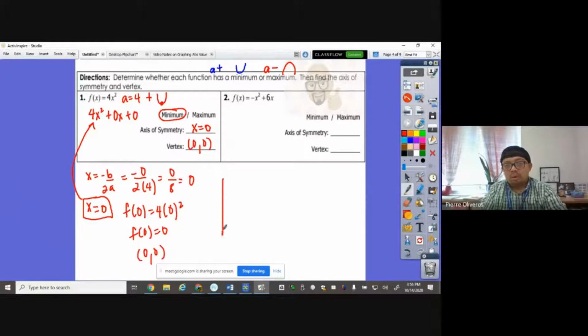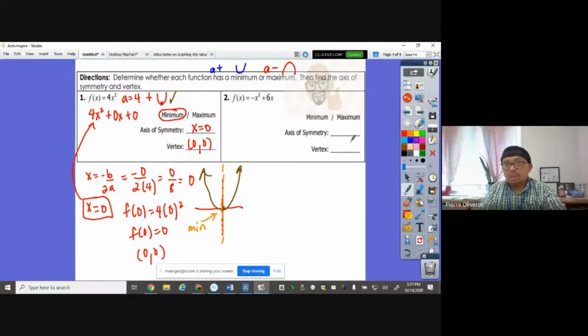Okay. So if you graph that one, guys, if you're required to graph, the vertex is right here, and it opens upward, so it goes something like that. And the axis of symmetry is x equals 0, which will be along the y-axis. And that's a minimum value.